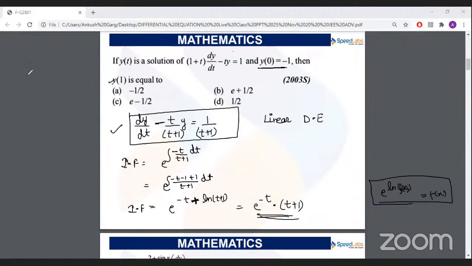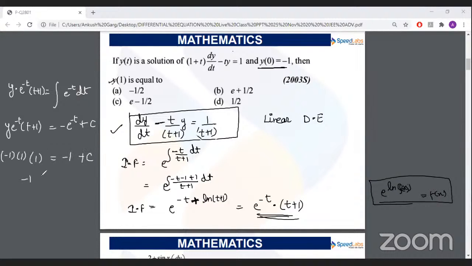Now if this is your integrating factor, what will be the solution? That will be y into the integrating factor equals the function q, that is 1 upon t plus 1, into the integrating factor. Can you see t plus 1 will be gone, it will be simply e to the power minus t dt. If you solve it, we are getting minus e to the power minus t plus c. Now y(0) is given to you as minus 1, so you put y as minus 1 and t as 0. This will be e to the power 0, which is 1, and t plus 1 will be 1 as well, so this will be minus 1 plus c. So minus 1 equals minus 1 plus c. From here we are getting c equals 0.